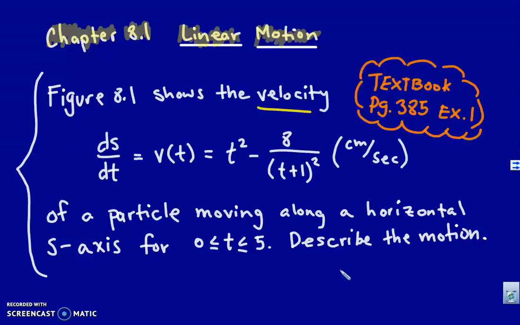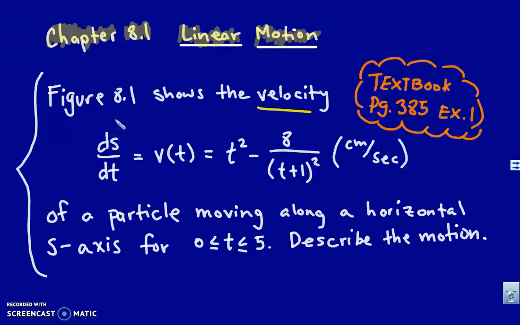So I'm going to start off by going over a few examples straight from the textbook. So if you want to follow along, it's on page 385. And I'm going to start off with example 1, which reads: figure 8.1 shows the velocity ds/dt, which is equal to v(t), which is equal to (t squared minus 8) over (t plus 1) squared, given in centimeters per second. And this is the velocity of a particle moving along a horizontal s-axis for time in the interval from 0 to 5. You are asked to describe the motion.